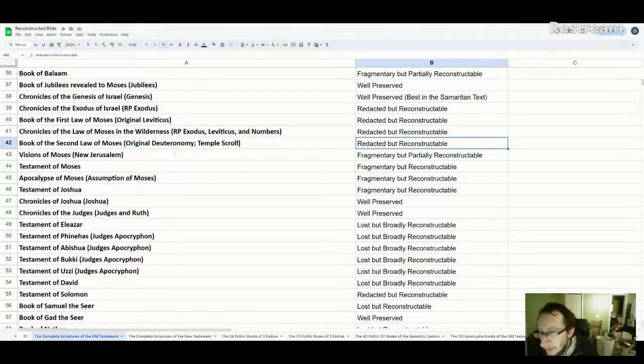So we'll use the Temple Scroll and some of the Dead Sea Scroll fragments, and we'll use Deuteronomy. The Temple Scroll is fragmentary. It's not fully preserved. But we can use Deuteronomy because it lines up so much with the Temple Scroll in the missing sections. We can use Deuteronomy to fill in those missing sections.